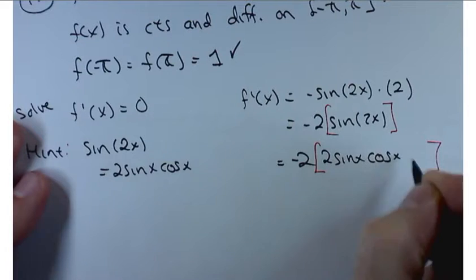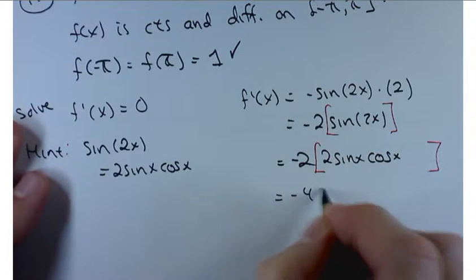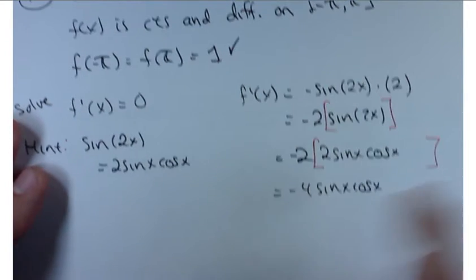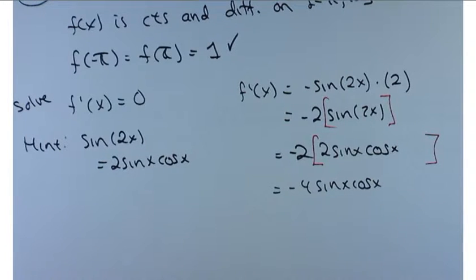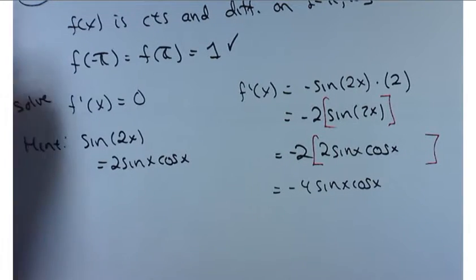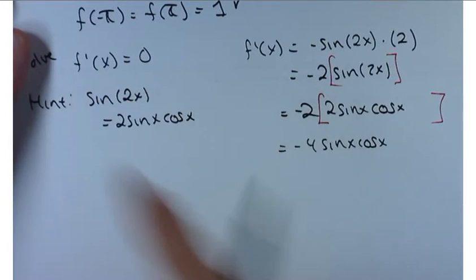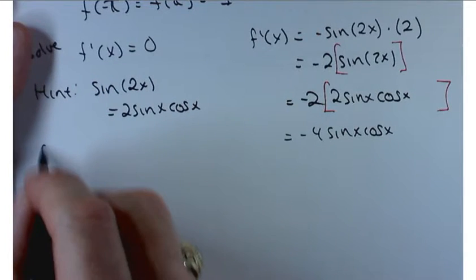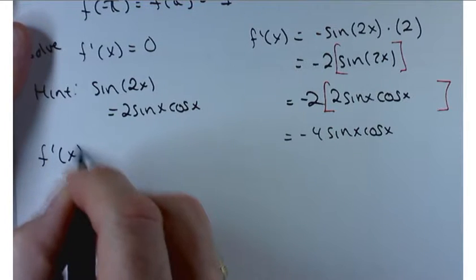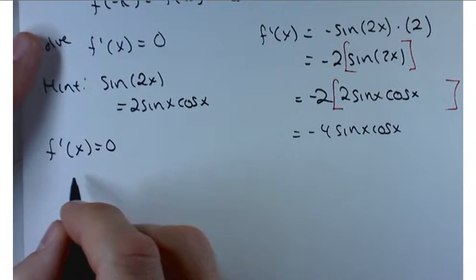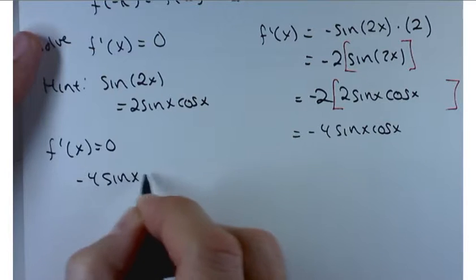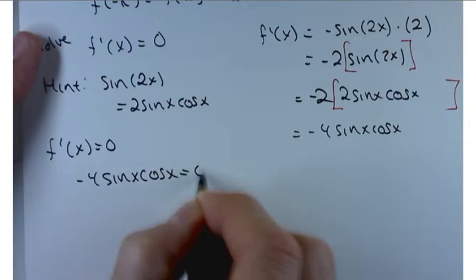Or better yet, minus 4 sine of x cosine of x. And the nice thing is that it splits this up into a product of a couple things that I'm pretty familiar with. I want to know where f prime of x equals 0. So let's set f prime of x equal to 0. That's going to mean minus 4 sine of x cosine of x equals 0.